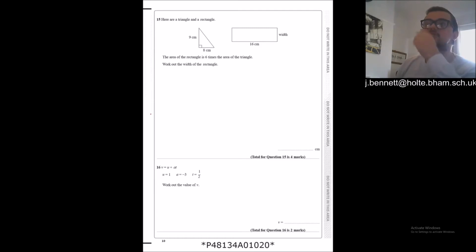Here's a triangle, here's a rectangle. The area of the rectangle is 6 times the area of the triangle. Work out the width of the rectangle. Ooh, this is fun.